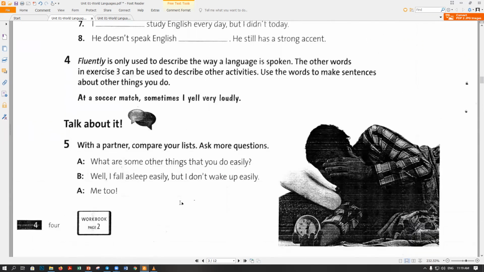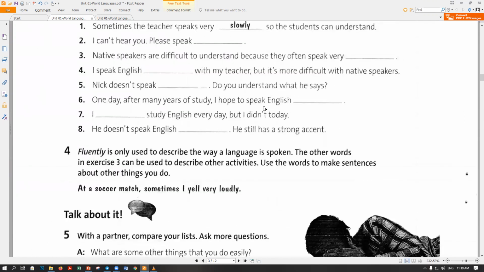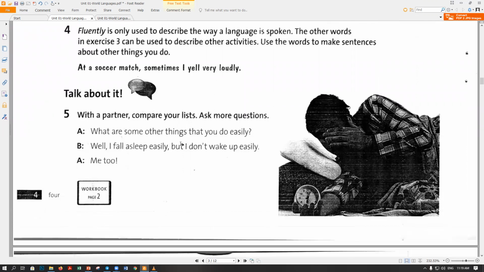Okay, look at exercises 4 and 5, all speaking exercises. Fluently is only used to describe the way a language is spoken. The other words in exercise 3 can be used to describe other activities. Use the words to make sentences about the things you do. Okay, so exercise 4 here is for you to learn writing sentences. Okay, writing sentences like loudly. Use the word from the box here, exercise 3, to make sentences. Okay. Now look at exercise 5, also a speaking exercise. You need to practice with your partner about what you have learned.